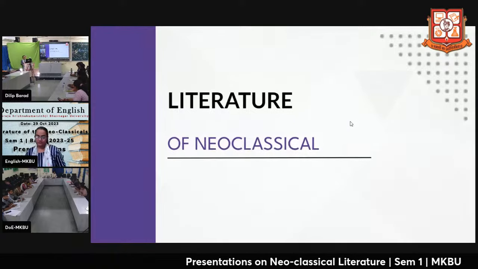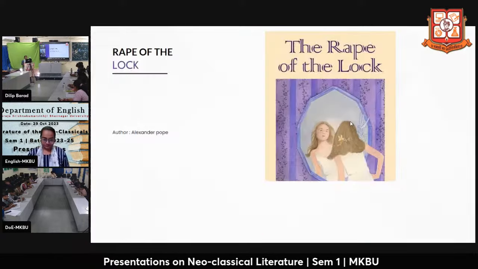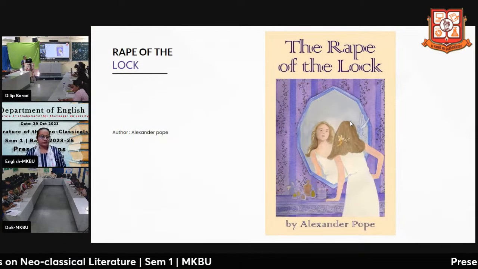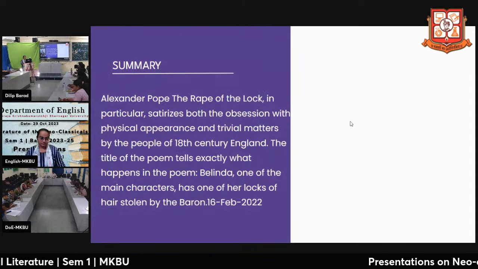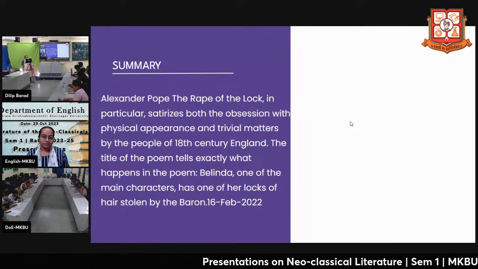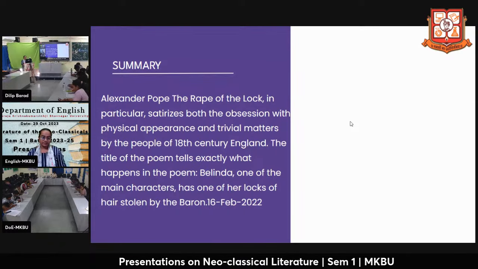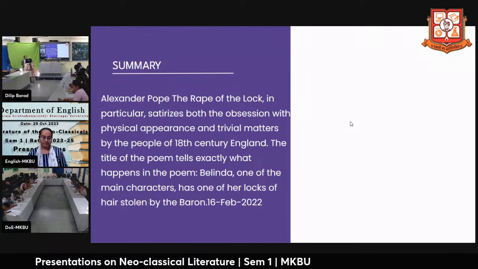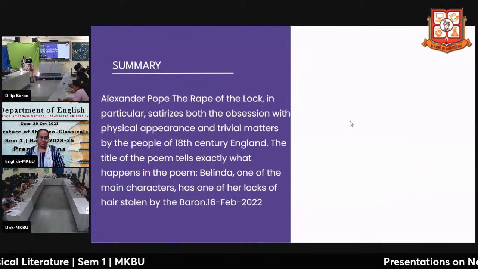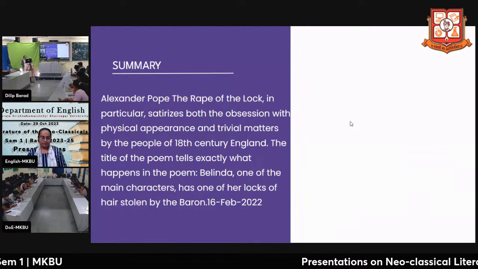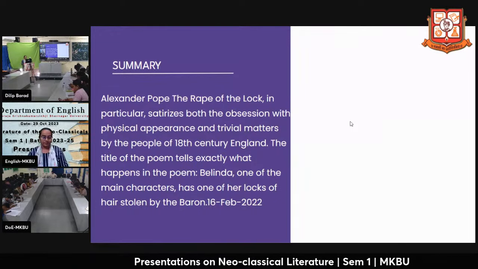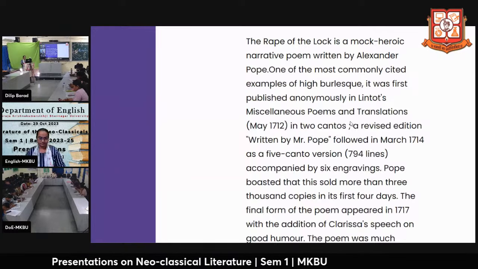Good afternoon everyone. I will talk about The Rape of the Lock, the summary. The author of The Rape of the Lock is Alexander Pope. The Rape of the Lock is, in particular, a satire on the obsession with physical appearance and trivial matters among the people of 18th century England. The title of the poem tells exactly what happened in the poem. Belinda, one of the main characters, has a lock of her hair stolen by the Baron.